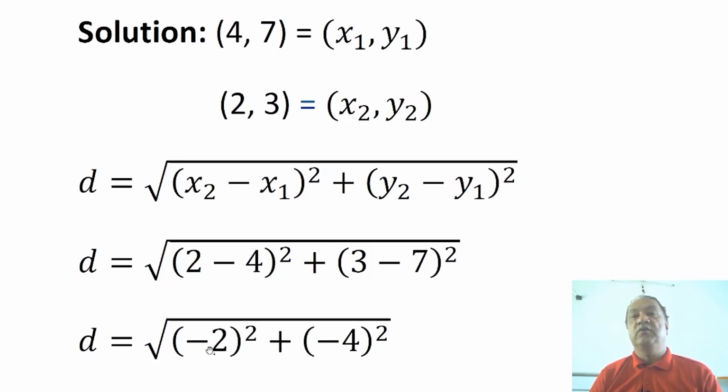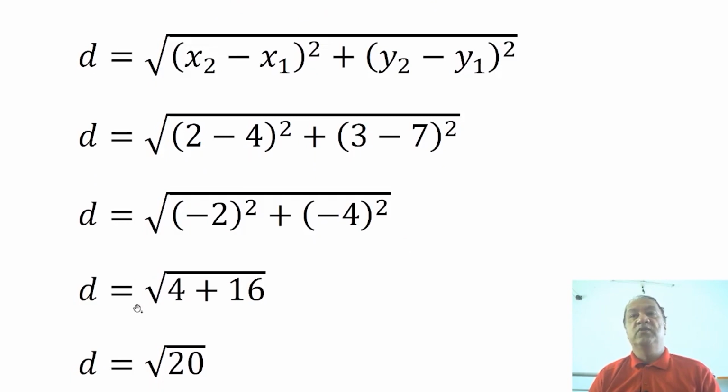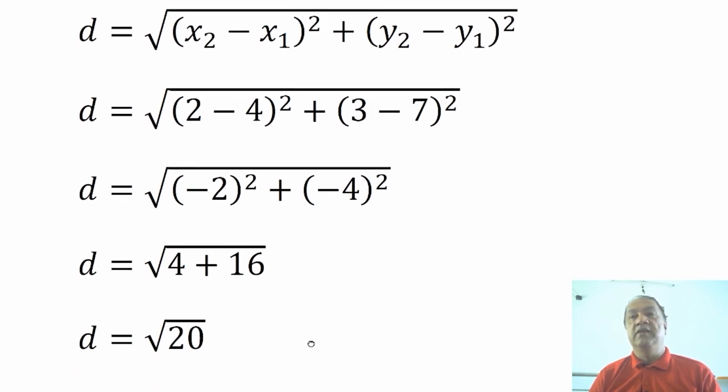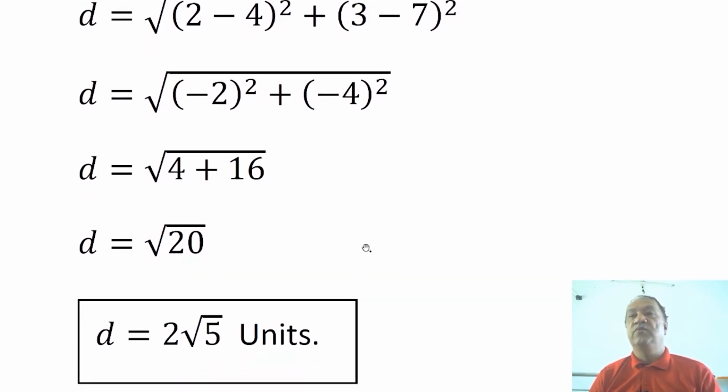So this is equal to root of 2 minus 4 is minus 2, 2 minus 4 whole square is minus 2 whole square, plus 3 minus 7 is minus 4 whole square. Minus 2 whole square is 4, minus 4 whole square is 16, both come in the square root, that is 4 plus 16 is root 20. Therefore root 20 becomes root 4 into root 5. Root 4 is 2 and root 5 remains as it is, so the answer is 2 root 5 units.